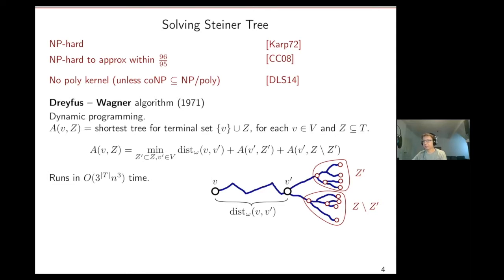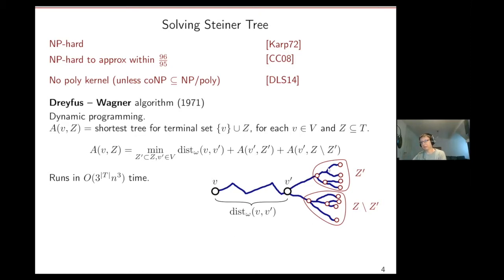Let's quickly look at how this works. What we do is we look at the branching point in the solution tree that is closest to V. Let's say that vertex is V prime. That's the first place where the tree will branch. And then you can find two subsets of Z. The first subset is Z prime, which will be on one branch from V prime. And the rest of the terminals will be on the rest of the branches from V prime.